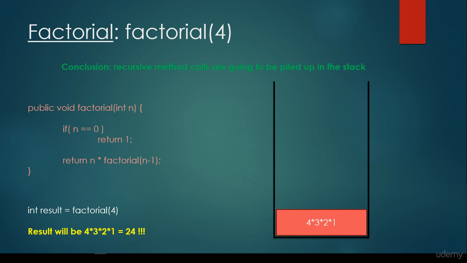Basically, this is how function calls can be piled up in the stack. We calculate the sub-solutions, then we have the base case, and we are able to substitute these solutions into the sub-problems until we bump into the first method call, and then we are able to return the value, as we have seen for the factorial of 4. So that's all about recursive method calls and stacks.